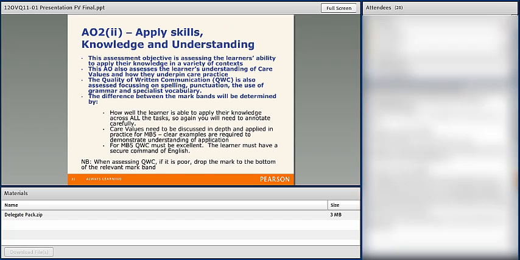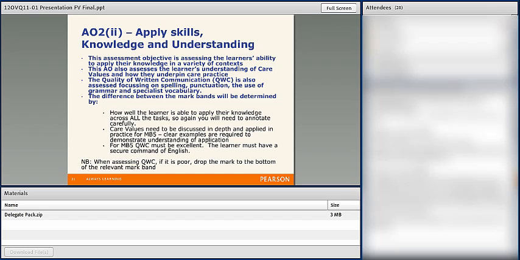AO22 is application of knowledge and understanding. So it's assessing their ability to apply their knowledge in a variety of contexts. And as I've already mentioned, it also assesses the learner's understanding of care values and how they underpin care practice. This assessment objective also assesses the quality of written communication, and it's focused here on spelling, punctuation, the use of grammar, and the use of specialist vocabulary.